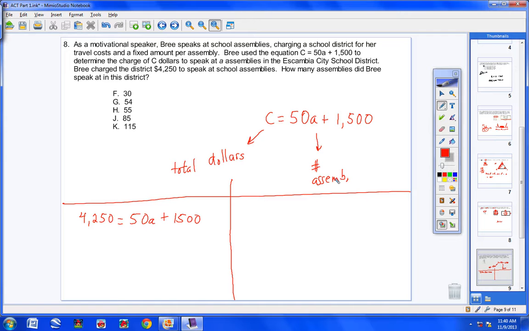Total dollars and total number of assemblies. So you can put 4,250 here and solve for A. And A stands for what? The number of assemblies. And what are they asking for? How many assemblies did she speak at?